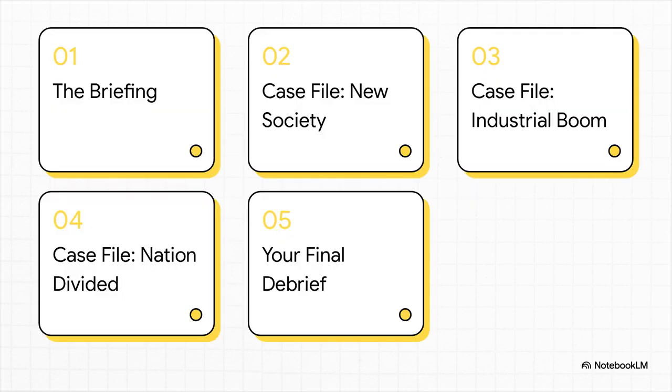All right, here's our game plan. First, we'll hit the briefing and go over your toolkit. These are the techniques you're going to use. Then, we'll open up 3 different case files covering the big themes of the 1920s. All the social changes, that crazy industrial boom, and some of the tensions hiding just under the surface. And finally, we'll have a quick debrief to make sure you are absolutely ready for your mission.